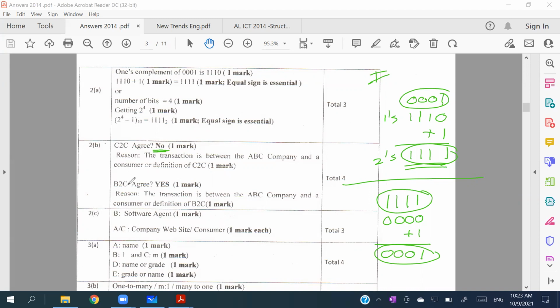You can argue either way, right? So for saying it is no, 1 mark. For the argument, 1 mark.